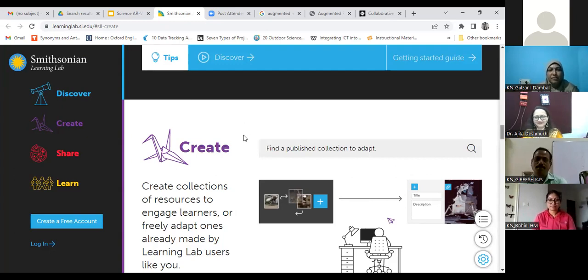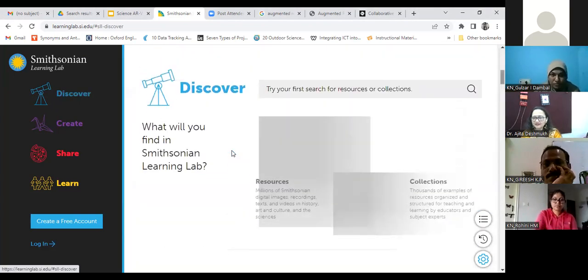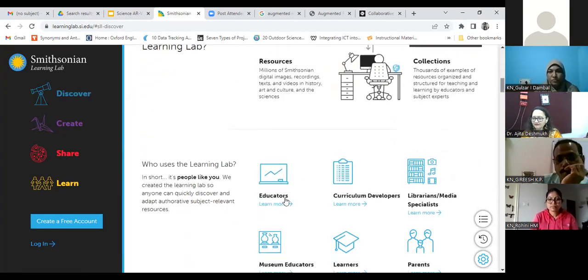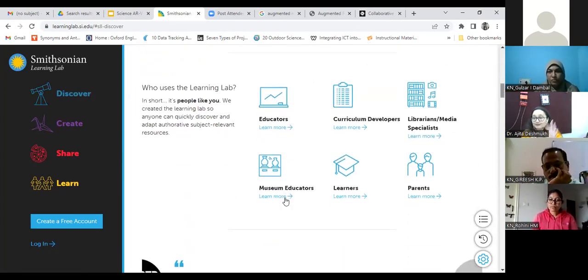Okay, then we go to this. This is the Smithsonian Learning Lab. I will, of course, give the link again, but I want you to explore. I'm not going to show you anything now because there's a very small group. I'll just show that this part contains resources first of all. It's also open to museum educators.